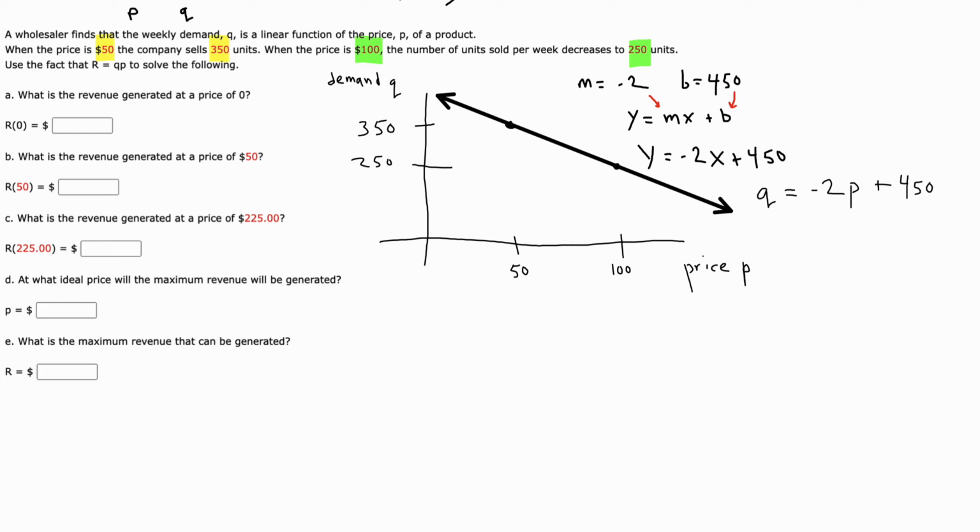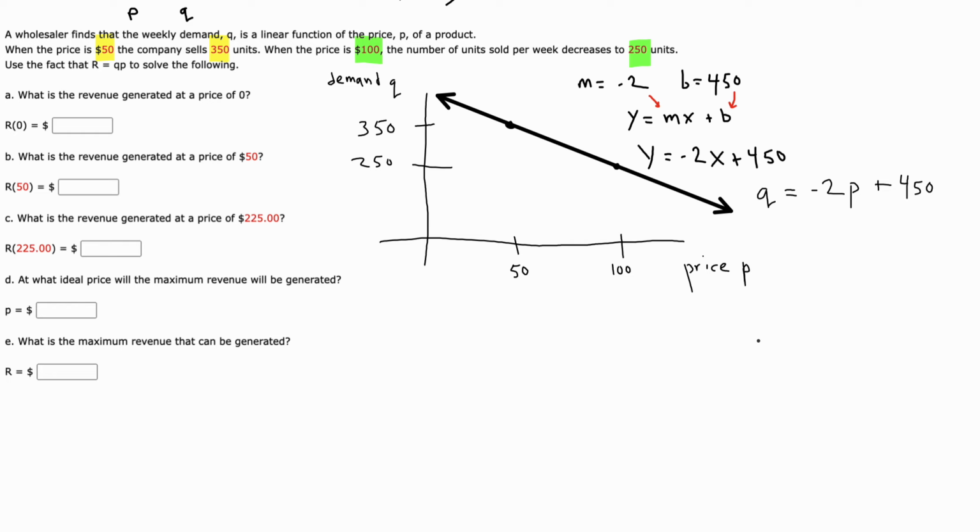Now that we have this demand function, we have this relationship between units and price established. We could use that relationship in order to make predictions about how many units will sell at a given price. And we could pick any price of our choice.